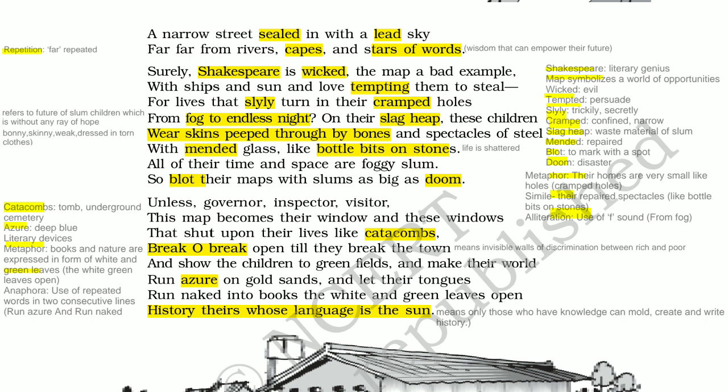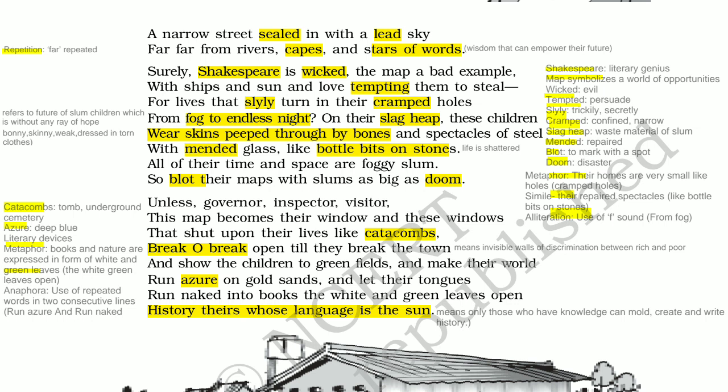I mean, the people who are educated and who have wisdom, who have knowledge, only they are able to do something for the world, for the society, for the humanity, and they are remembered. Their name is there in the history. So the poet here says this only, that history is theirs whose language is the sun. Sun here means the education, the light of knowledge. So history is made by those people who have light of knowledge, who glow like the sun with the light of knowledge.